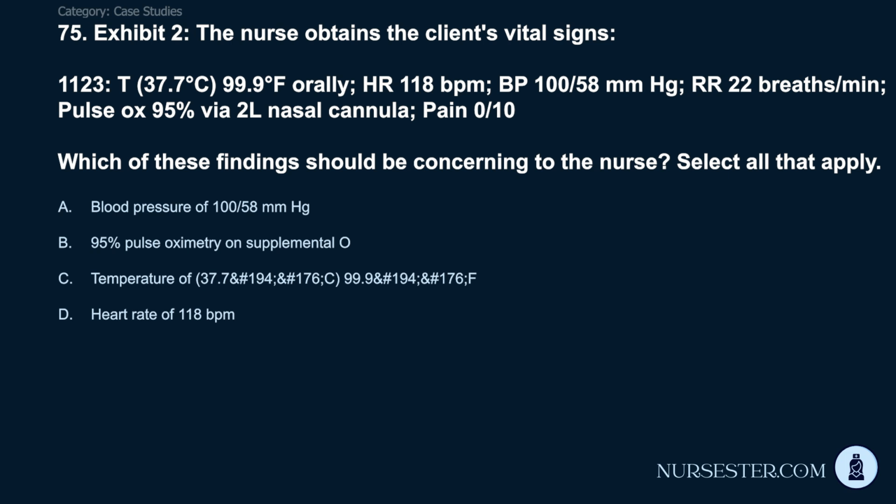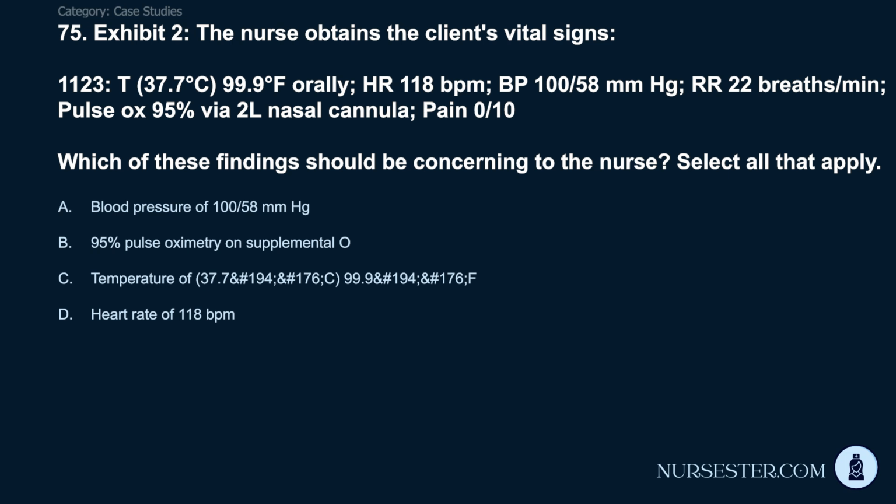75. Exhibit 2. The nurse obtains the client's vital signs: T 37.7 degrees Celsius, 99.9 degrees Fahrenheit orally, HR 118 BPM, BP 100/58 mmHg, RR 22 breaths/min. Pulse ox 95% via 2 L nasal cannula, pain 0 out of 10. Which of these findings should be concerning to the nurse?